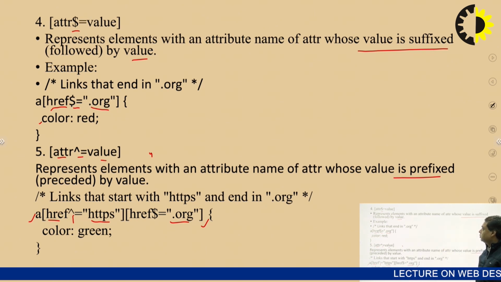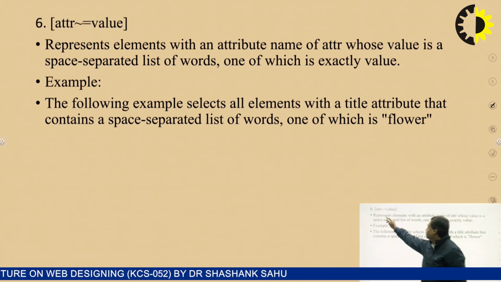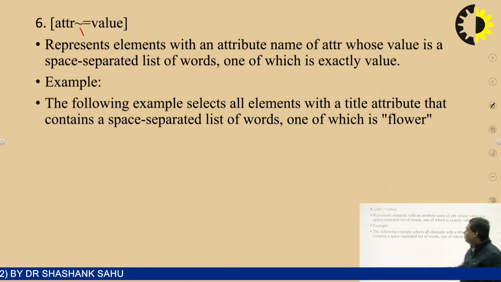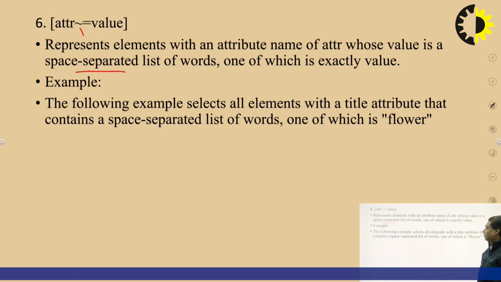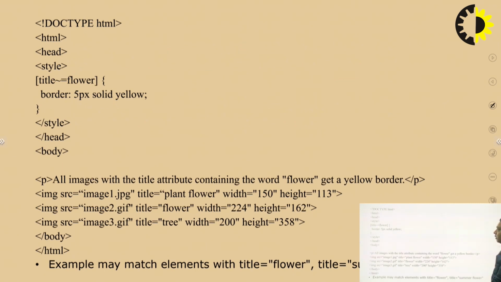So in this rule, the dollar symbol is used for the suffix purpose and the caret symbol is used for the prefix purpose. Next, we have the tilde symbol. This represents that the attribute value should be space separated. If the value has a space separated list of words, then one word must match the value which is given here. You can see the example here.